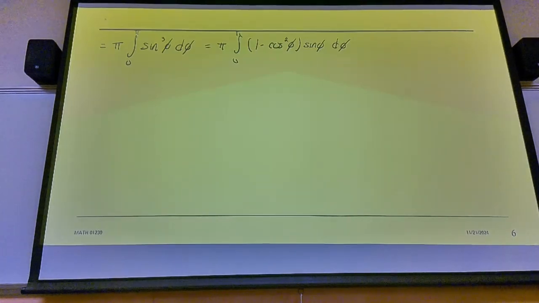And then we want to do u substitution with u equals cosine phi. Then what is du? Negative sine phi. And cosine of 0 is 1. Cosine of pi is negative 1.